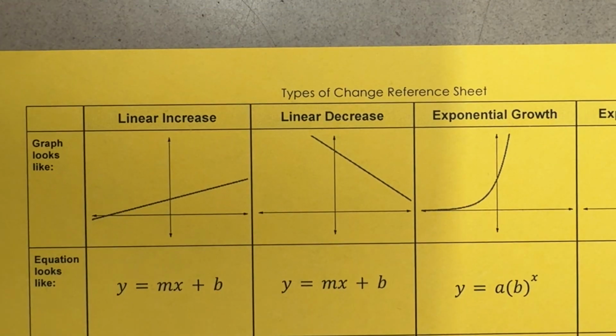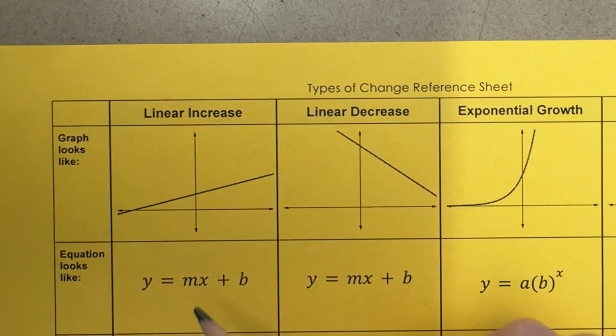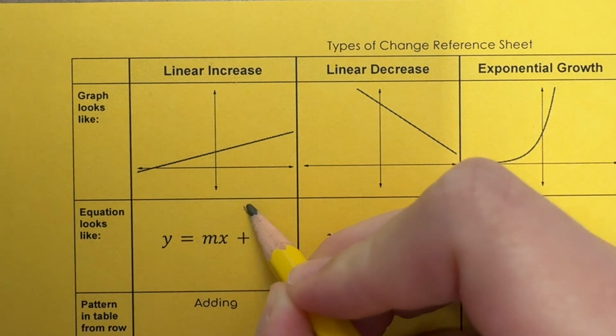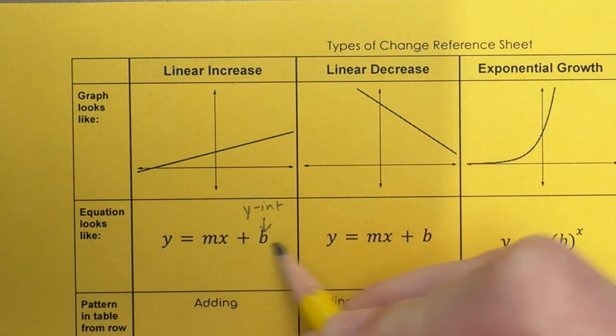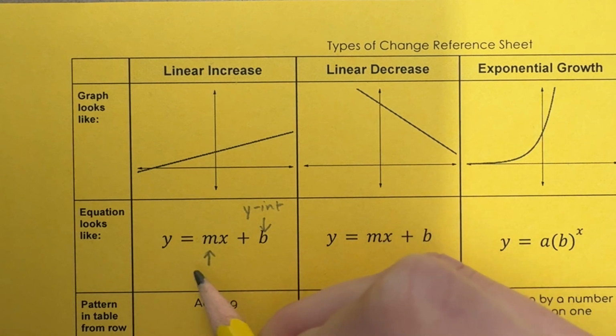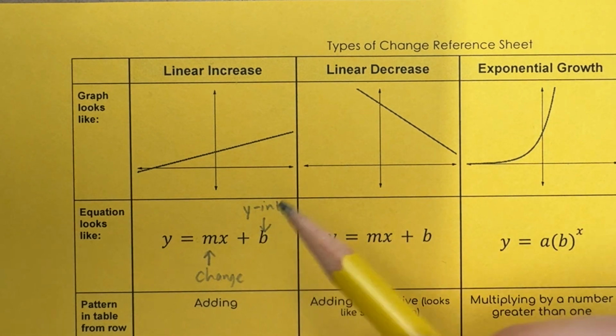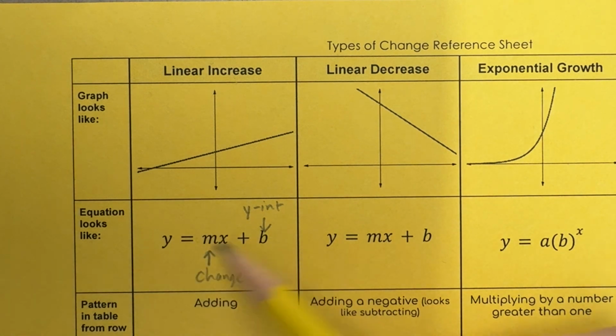Here are some things that I would add to your cheat sheet. Number one, right here on this equation, I would just label this. This is the y-intercept. The y-intercept is b, and this is the change. So whether I'm in a table or a graph, you're going to identify the y-intercept and the change and just make sure you put them in the right spot in the equation, right?